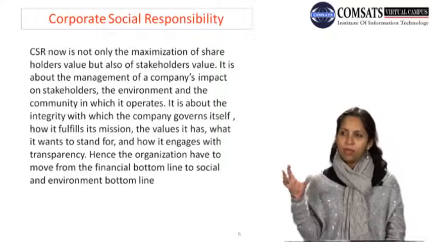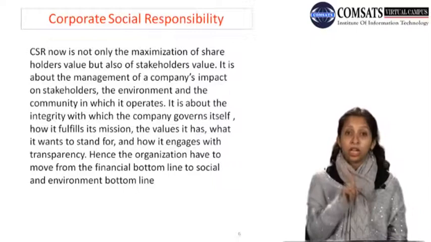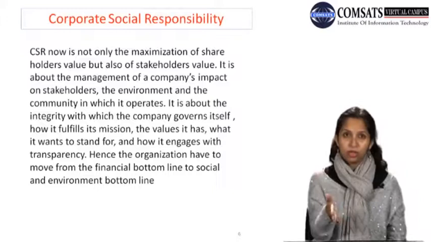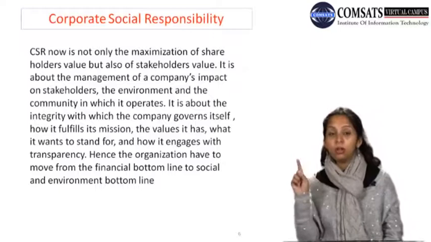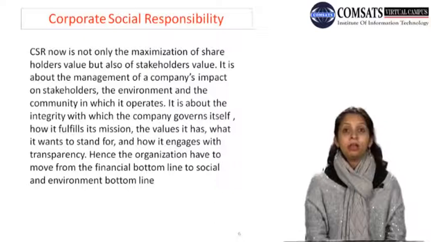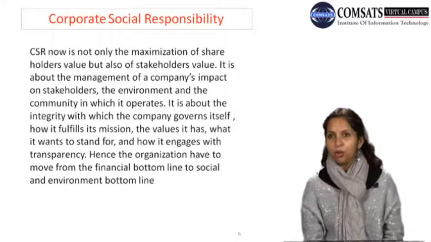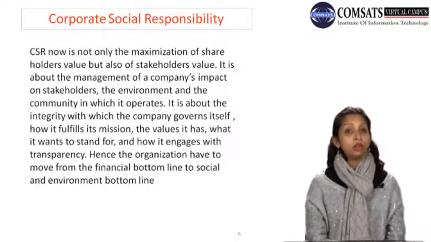That is the thinking that we need to change. That's the mindset that we need to change with corporate social responsibility. Ki companies should not be concerned with the financial bottom line. They should more be concerned with the social and the environmental bottom line. Meaning that the company should ask itself questions, ke maine society ke liye kya kiya? What have we done for the betterment of the society? What have we done for the improvement of the environment? Did our actions further degrade the environment or improve the environment?